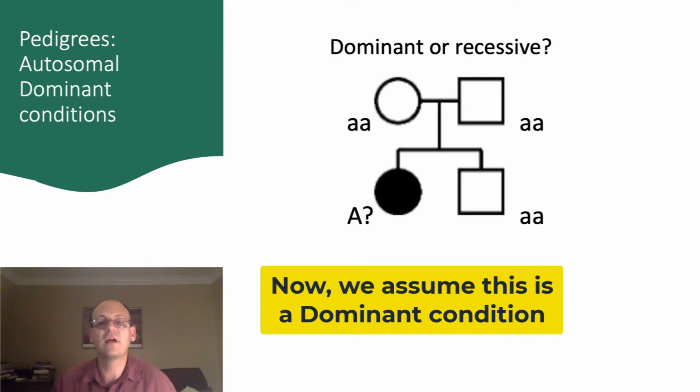Now, we need to evaluate whether this set of alleles is possible in this family. Notice that neither parent has a dominant big A allele. Therefore, it's impossible for them to pass that dominant allele to their daughter. We can therefore conclude that this pedigree is not consistent with the trait showing dominant inheritance.